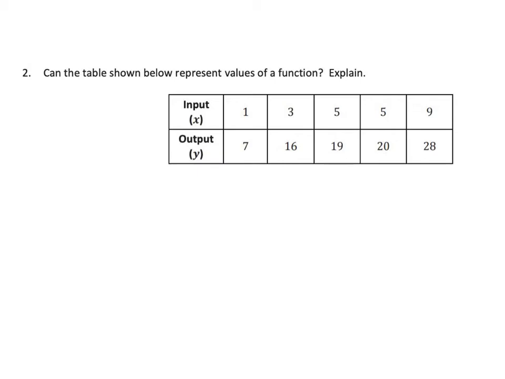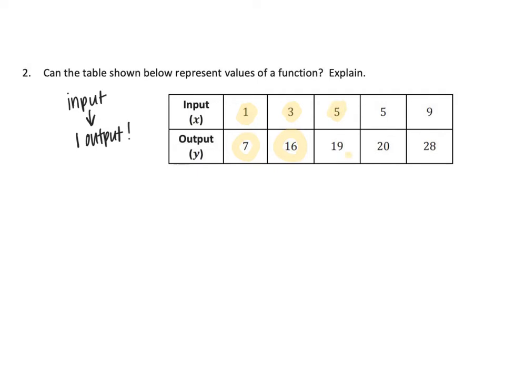Well, let's look at our input and output. Remember, every input has to have one output. Okay, so let's look at literally every single row here and decide. Okay, we have a 1. This input gave us a 7. Okay, there's no other 1 here, so that one checks out. This 3 gave us a 16. Awesome. That checks out. There's no other 3 here giving us anything else.